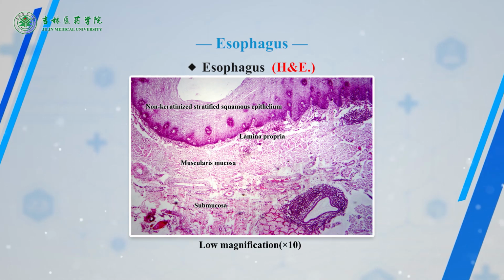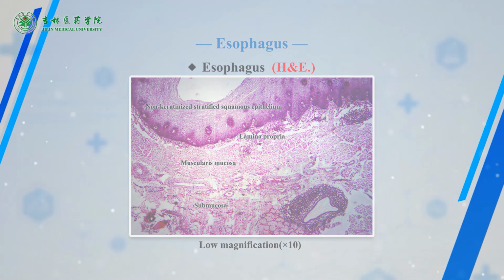The muscularis of the esophagus is made of both striated muscle and smooth muscle. Adventitia is connective tissue that merges with the connective tissue of surrounding structures. Some of the esophagus is covered by a serosa. The muscularis and adventitia are not visible on the slide.